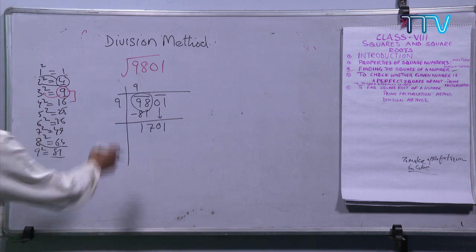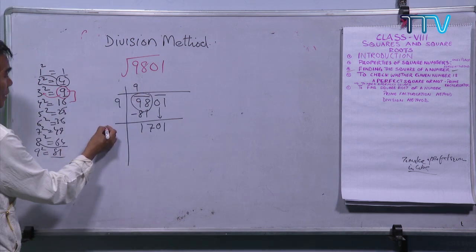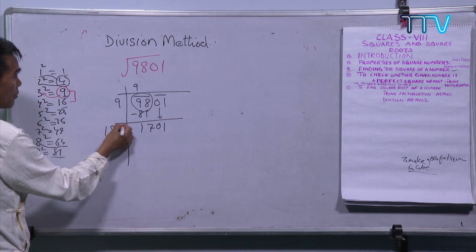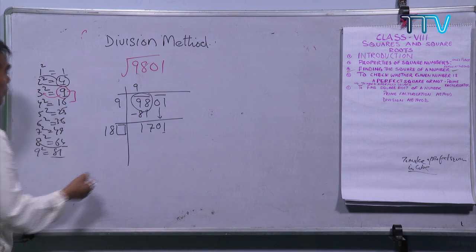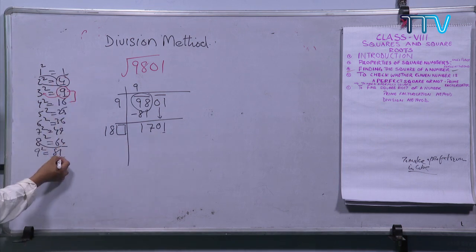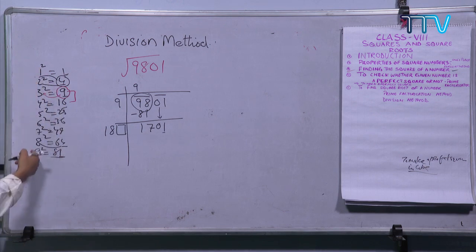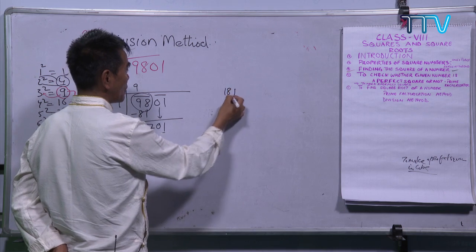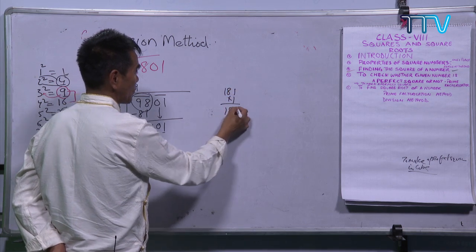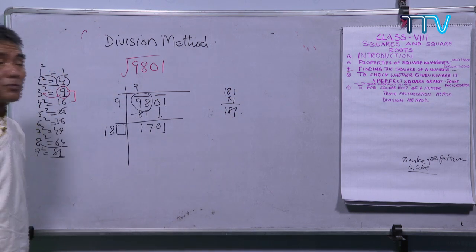Okay, double the 9: 9 times 2 is 18. Always leave the one's place empty. You have to fill up this place. The digit is either 1 or 9, since the number ends in 1. So we place 9.